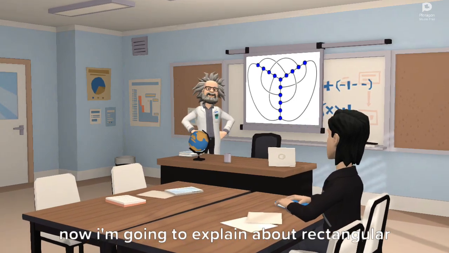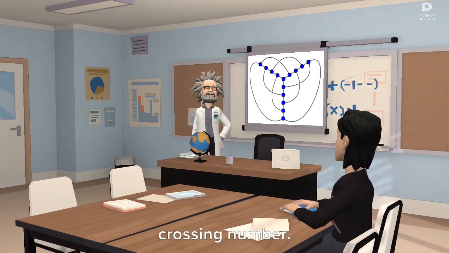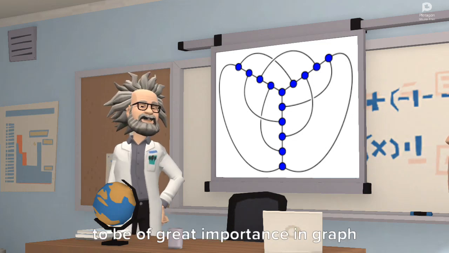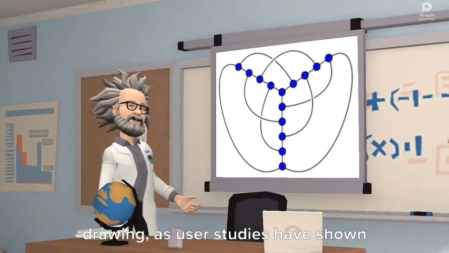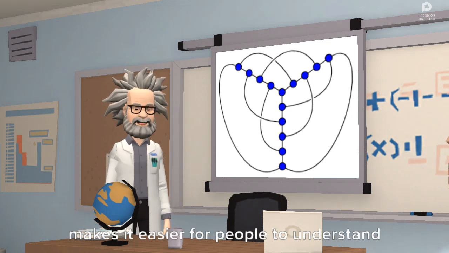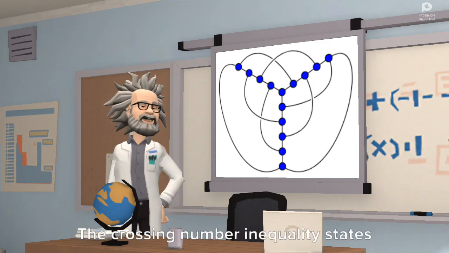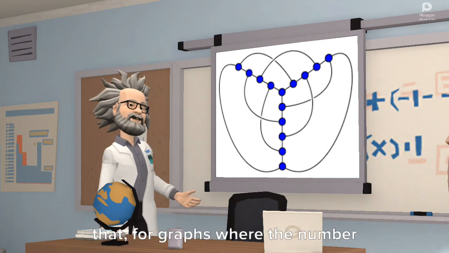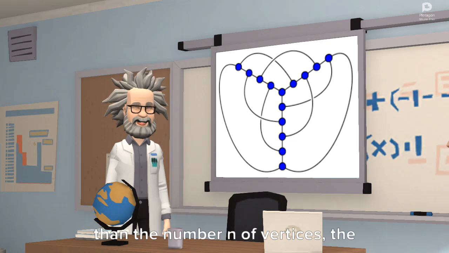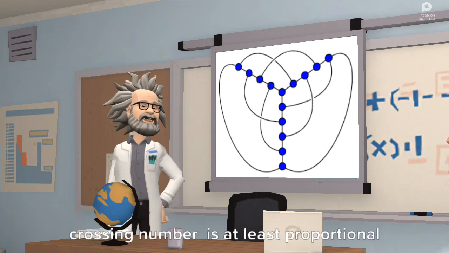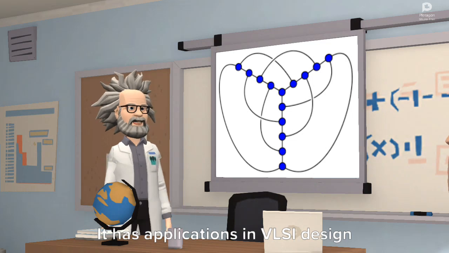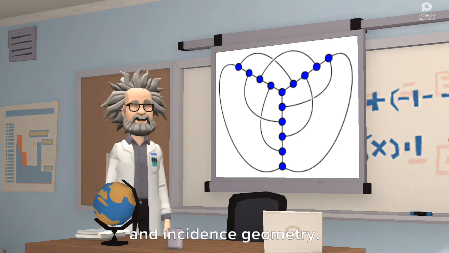Now I'm going to explain about rectangular crossing number. Determining the crossing number continues to be of great importance in graph drawing, as user studies have shown that drawing graphs with few crossings makes it easier for people to understand the drawing. The crossing number inequality states that, for graphs where the number of edges E is sufficiently larger than the number n of vertices, the crossing number is at least proportional to E^3/n^2. It has applications in VLSI design and incidence geometry.